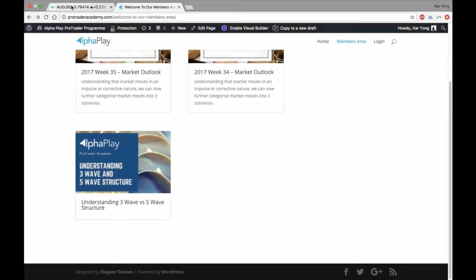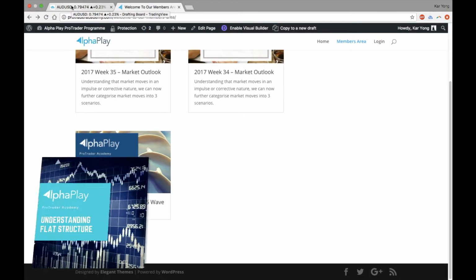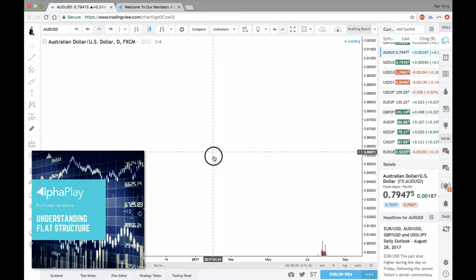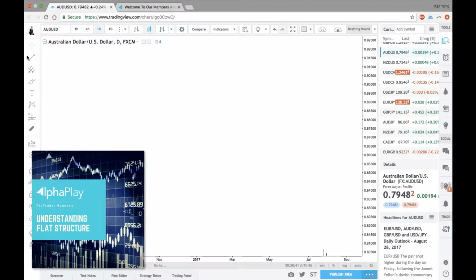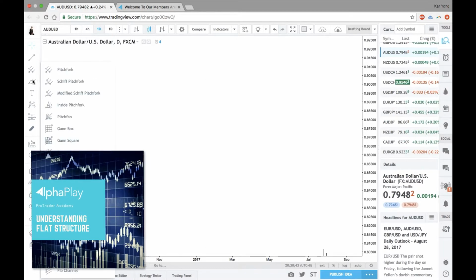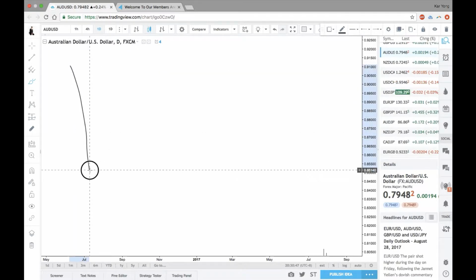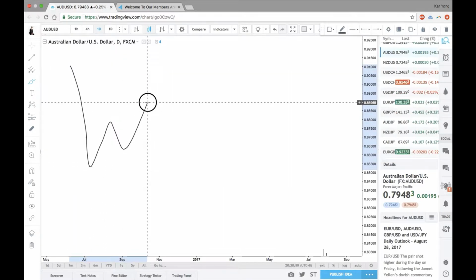This week we'll actually talk about flat. Before we go into that, I need to share with you, flat is actually a correction pattern. I'll draw it out to show you how it looks. All the time we always say that after an impulse, if you see a correction like this, very clear cut, you actually trade to the downside.